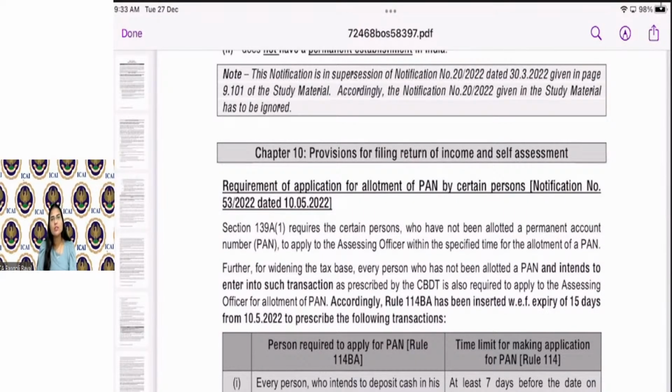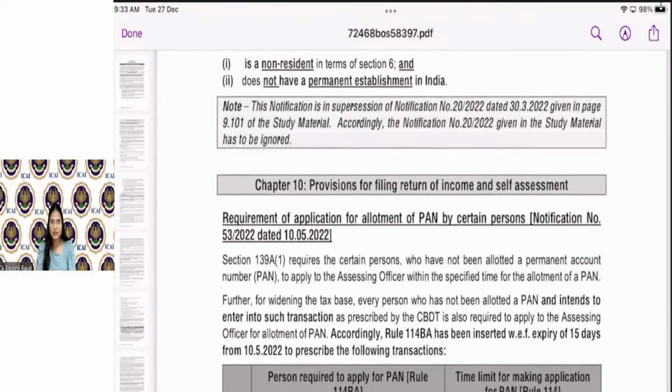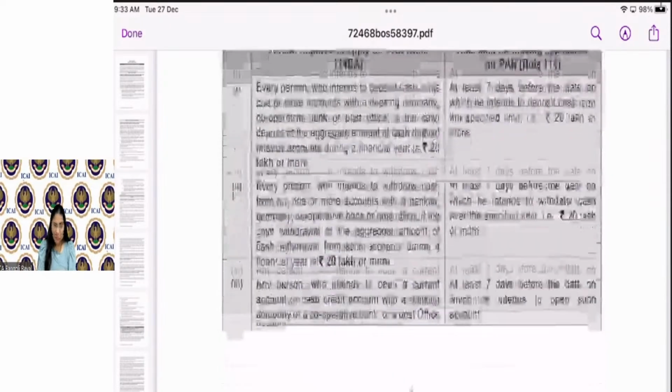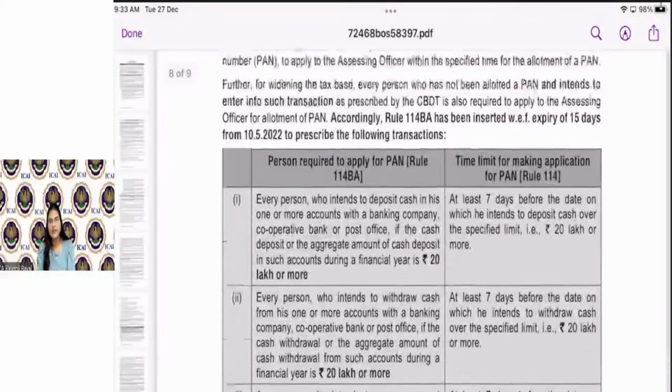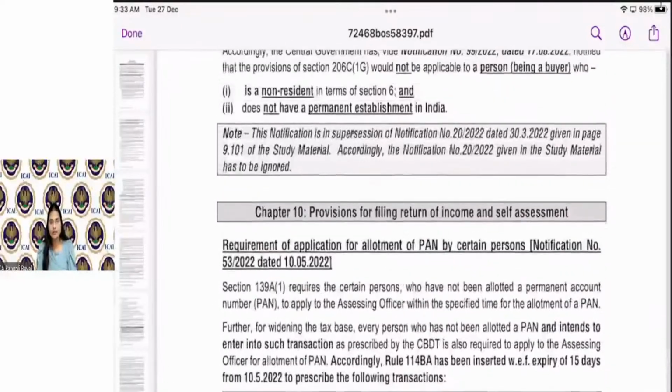So let us go through the statutory update for provision for filing return of income. Requirement of application for allotment of PAN by certain person. We have discussed that. In that category they have added additional 3 categories. So let us discuss this.